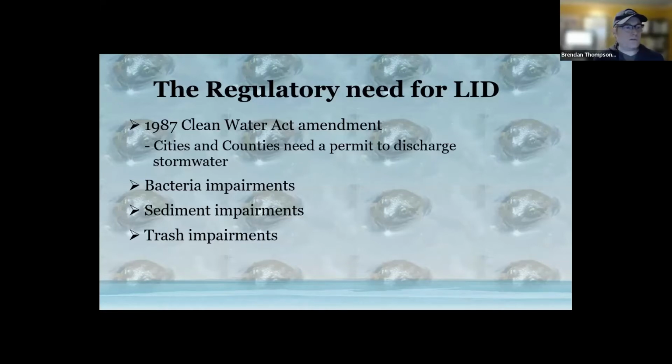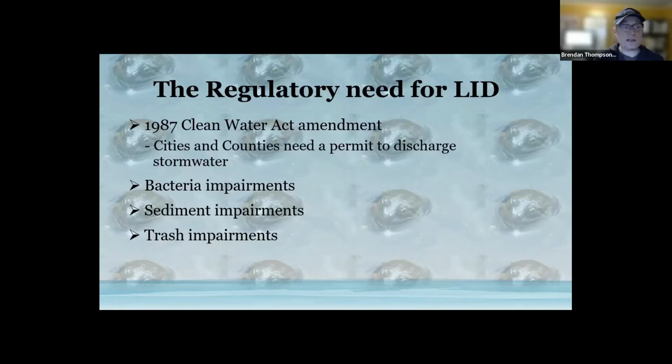And so we have requirements unique to the Russian River watershed that require control of bacteria, and LID is just one tool to address those impairments. Also sediment. The entire North Coast region is impaired by sediment. Our creeks and our rivers have an excess amount of sediment, and even though the runoff from municipalities is a relatively modest percentage of that total sediment, installing LID features is one of the tools that's used to control sediment.